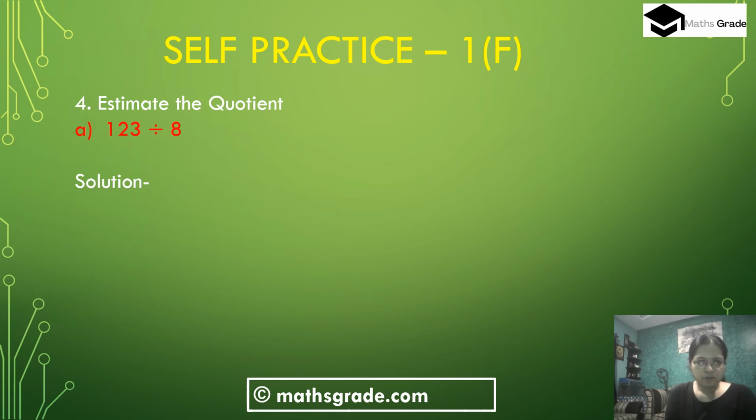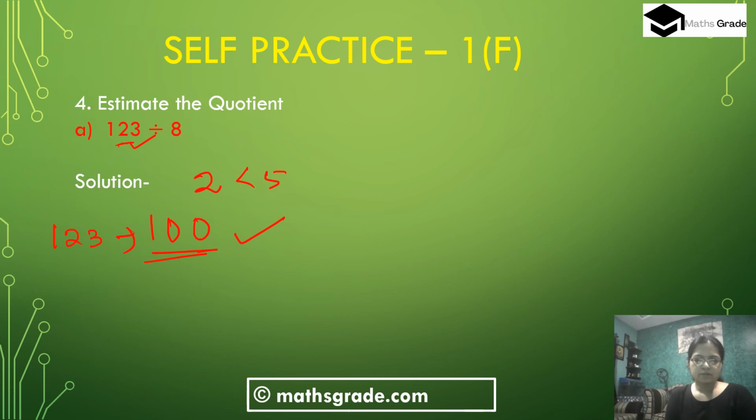Now question number 4. Estimate the quotient. First, A: 123 divided by 8. First we have to round 123 to the nearest 100. When we round any number to the nearest 100, first look at the tens place digit. The tens place digit is 2, which is less than 5. So don't add 1 to the hundreds place digit. Just write down the hundreds place digit as it is, and the tens place digit 2 changes to 0, and the unit place digit 3 changes to 0. Now 123 rounded to the nearest 100 is 100.